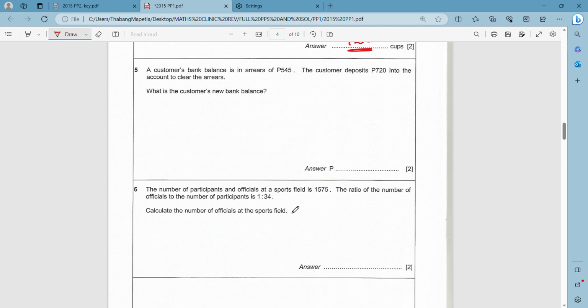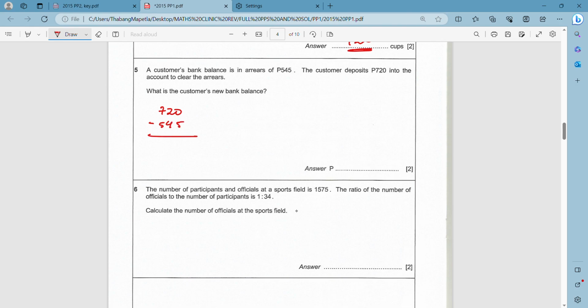Then the question says, what is the customer's new bank balance? That is after depositing 720. So it's going to be simple. Remember that in our account we have negative 545. So we're going to have 720 minus 545.